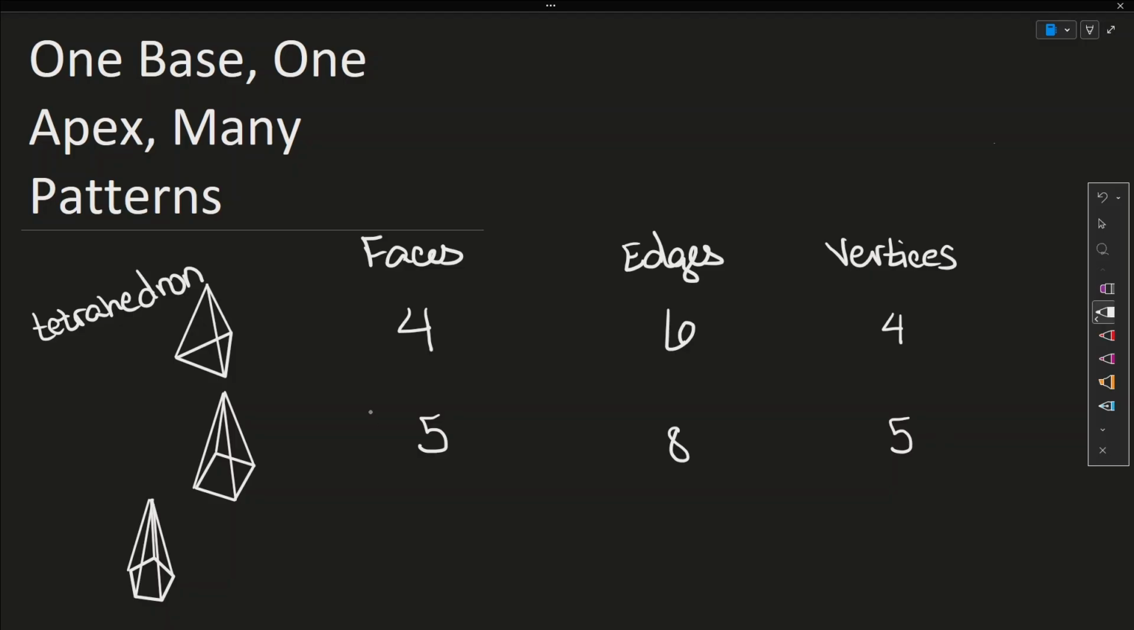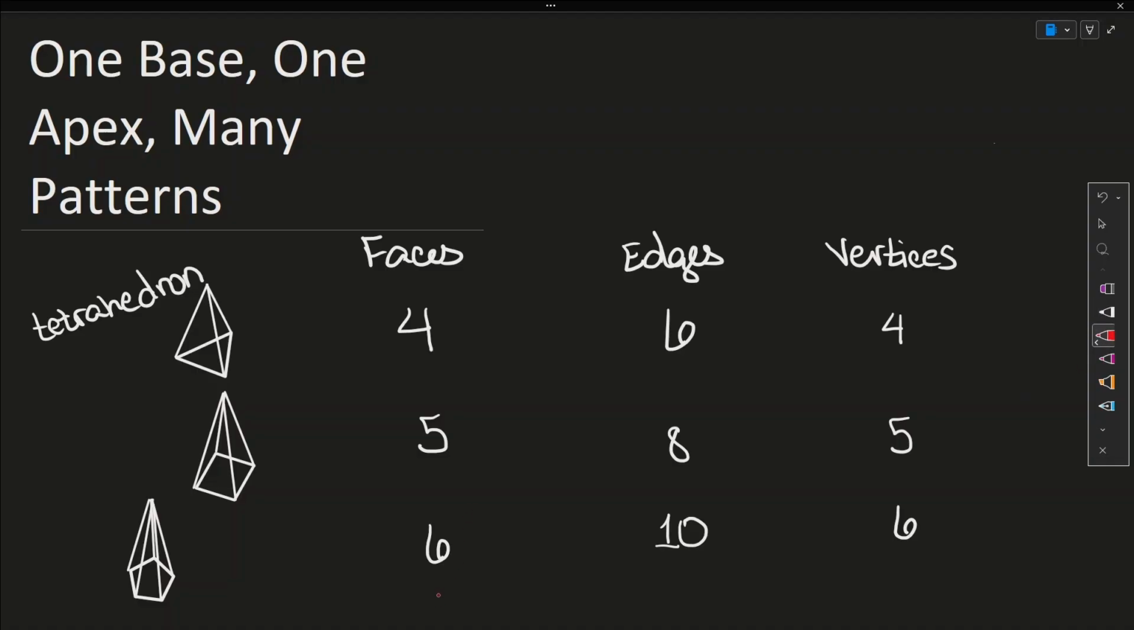For our pentagonal pyramid, it has 1 pentagonal base and 5 triangular side faces for a total of 6. For the edges, there are 5 around the base and 5 from the base vertices to the apex for a total of 10 edges. And for our vertices, we have 5 vertices around the base and 1 apex for a total of 6 vertices.